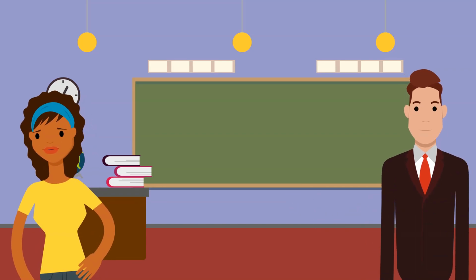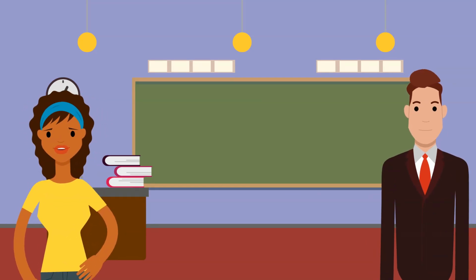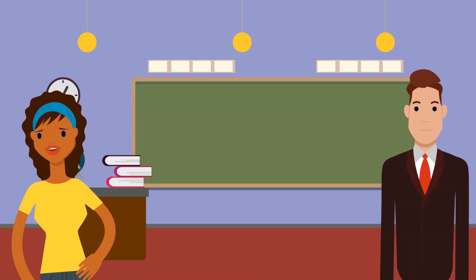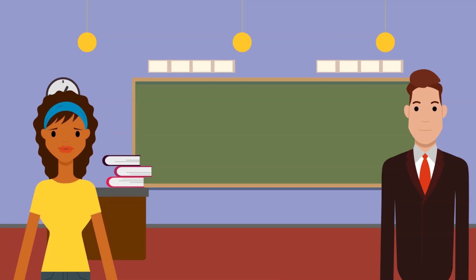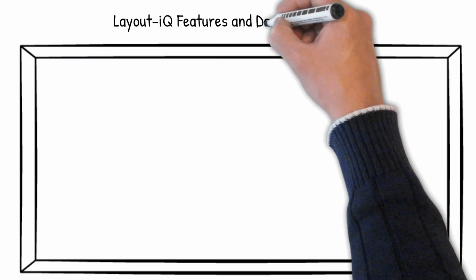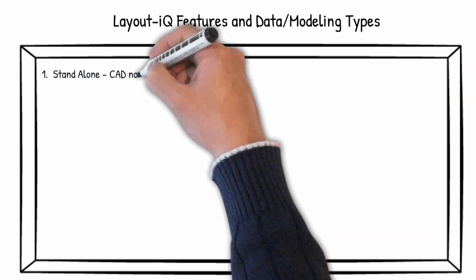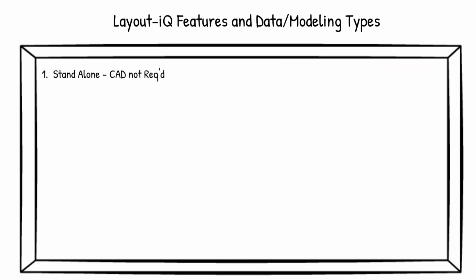Sure. We started with the 9 features that make Layout IQ so effective for designing and analyzing a layout. Then we learned about the 3 data types and modeling methods. Starting with the 9 features that make Layout IQ unique. They are: Number 1. Layout IQ is a standalone program, which makes it light and fast. You don't need a third-party CAD system, such as AutoCAD, to use the software. Most industrial or manufacturing engineers aren't regular CAD users and don't have access to a CAD license. This is why Layout IQ is the perfect fit for them. They don't have to license and learn a CAD system to do layout planning.